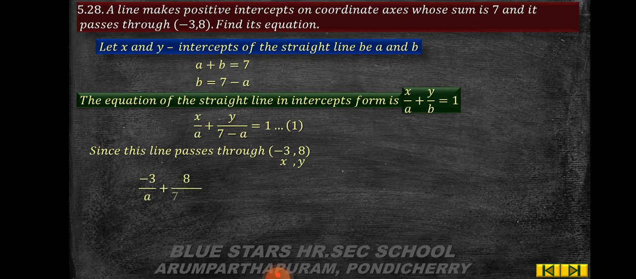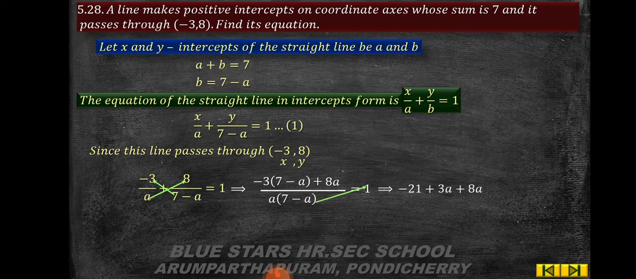So substitute the values in equation 1, you get minus 3 by a plus 8 by (7 minus a) is equal to 1. Which implies cross multiplication. So minus 3 into (7 minus a) plus 8a, because the LCM is a into (7 minus a). So you give the cross multiplication and then you get the same denominator, which is equal to 1. The next step is as usual cross multiplication.